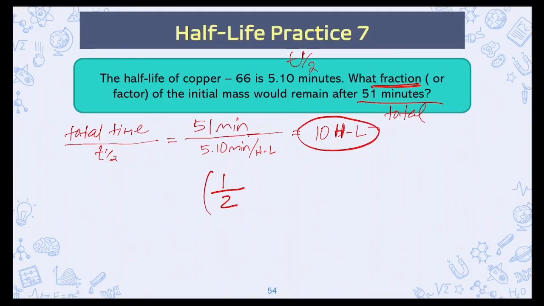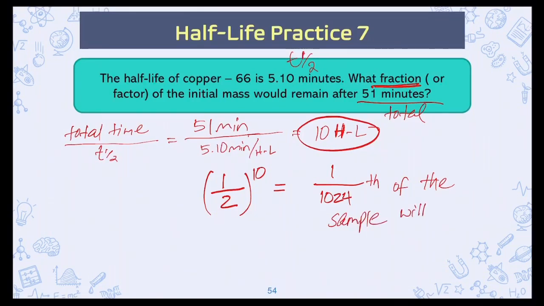Or you could simply use your exponent key on your calculator and do it that way. So half to the power of 10. Also, you could just do 2 to the power of 10 on your calculator. And once you solve, you should get 1,024. So 1 over 1,024th of the original sample will remain radioactive. The rest of it will be stable.